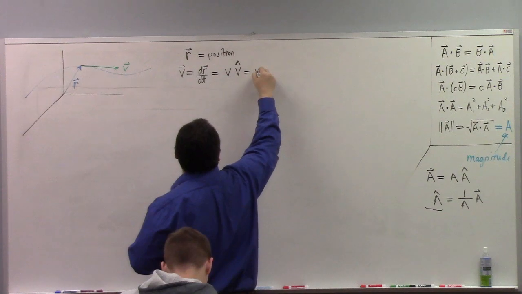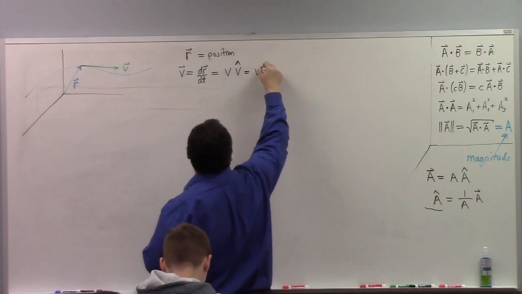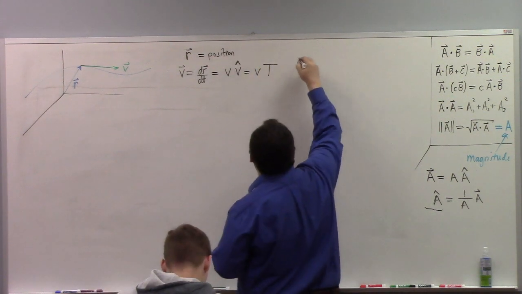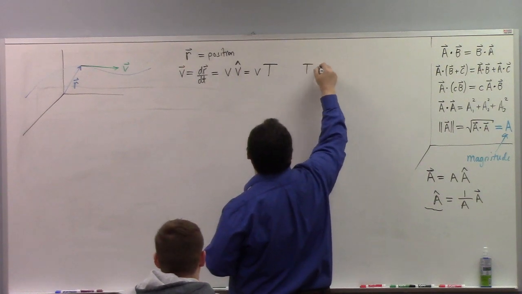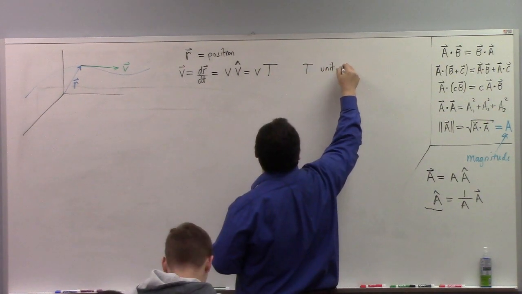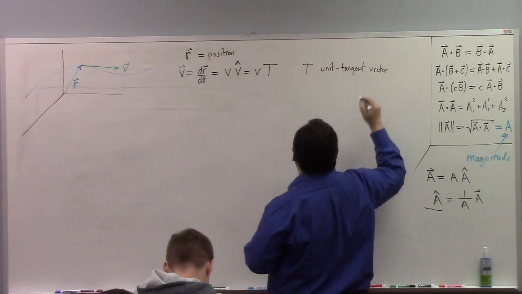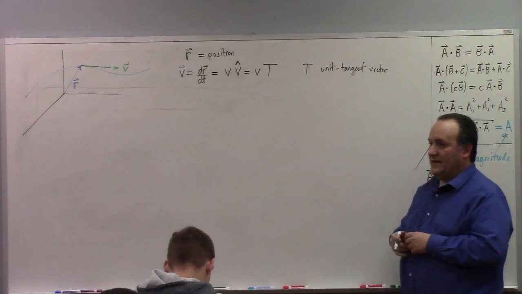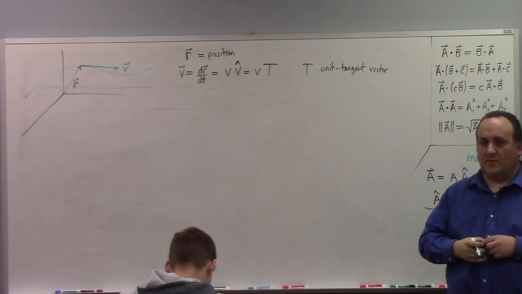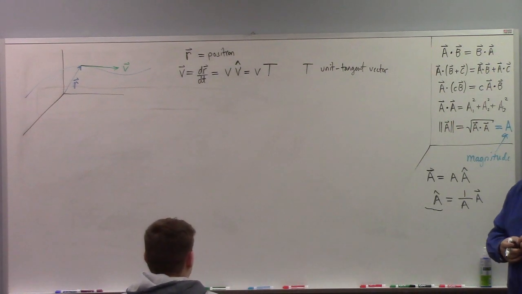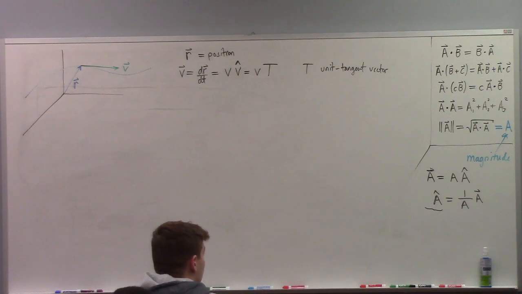Now, in Calculus 3, you will learn that the unit tangent vector is denoted by a big T. So big T is the unit tangent vector. It's the only unit vector I don't put a hat on. In textbooks, it's bold. I don't know how to write bold on a whiteboard, so that's why we put hats on things. But big T is the unit tangent vector, so that points in the direction of motion.